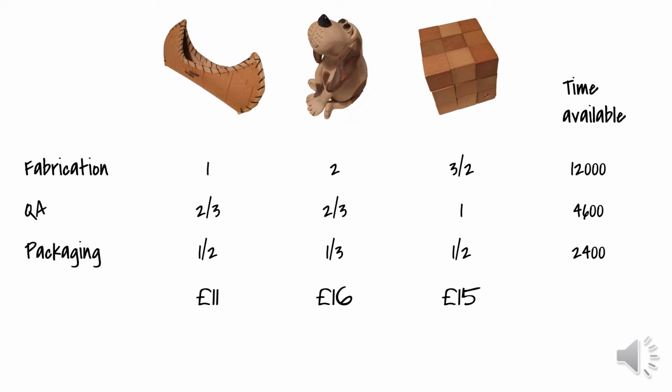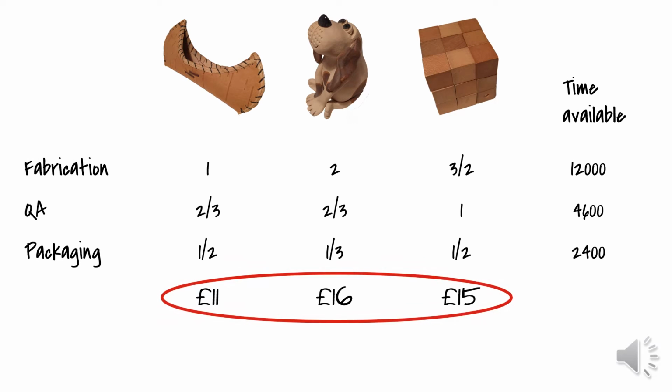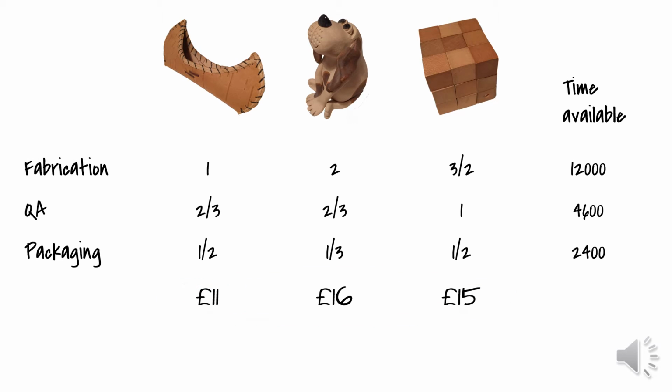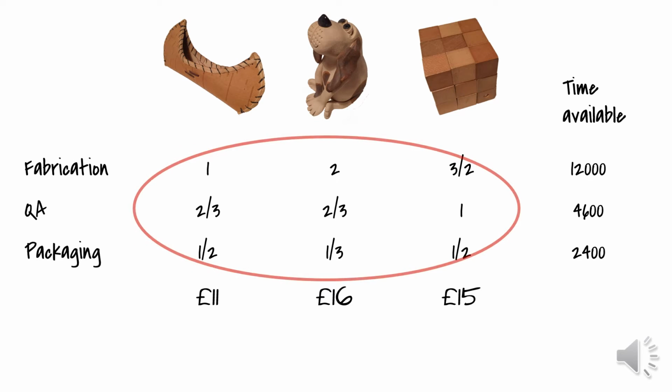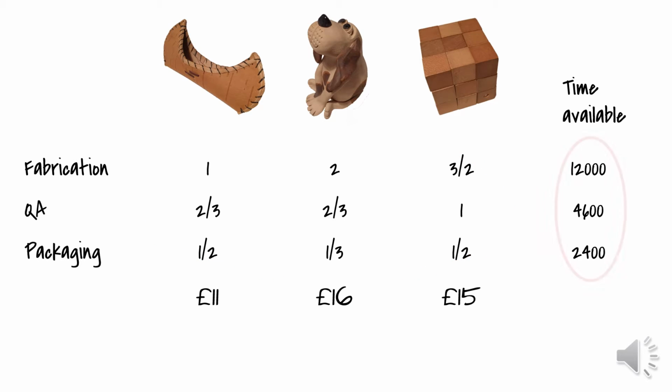Imagine a factory that makes 3 ornaments: canoes, dogs, and puzzles. Each of these makes a different amount of profit. Each item has to go through 3 stages: fabrication, QA, and packaging, each of which takes a different number of minutes for each item. There is a limited amount of minutes available for each stage, so we want to work out what quantities of each item to produce in order to maximize our overall profit.